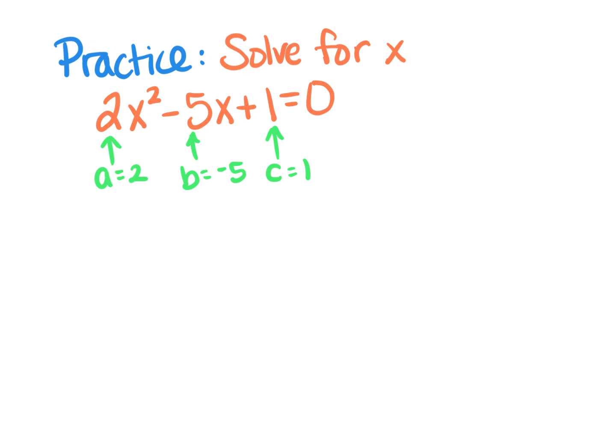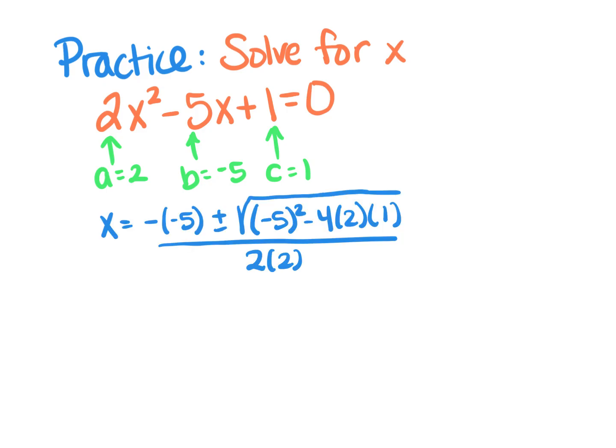Did you get A equals 2, B equals -5, and C equals 1? If you did, great job. Now you're going to plug into the equation. I hope you remembered the negative in front of the -5, or if you wrote it as a +5, that works too. We had a -5 squared inside the discriminant, minus 4 times 2 times 1, and in the denominator 2 times 2. Now you're going to simplify.